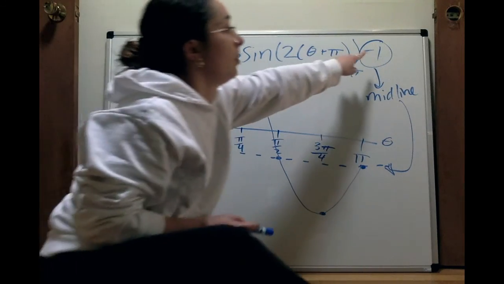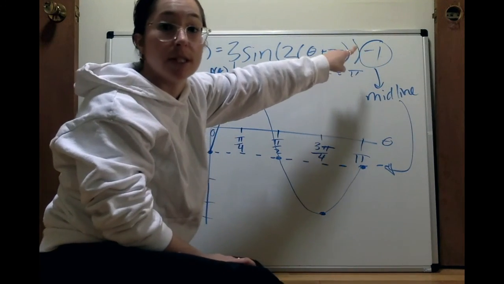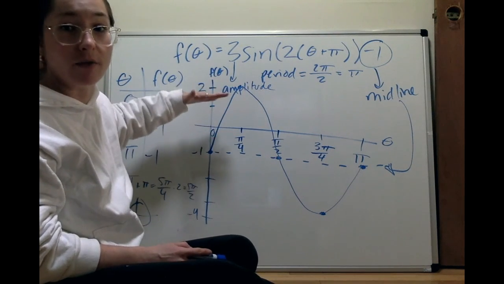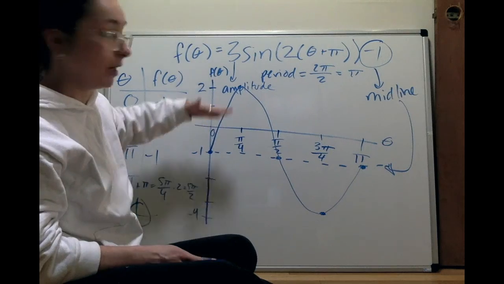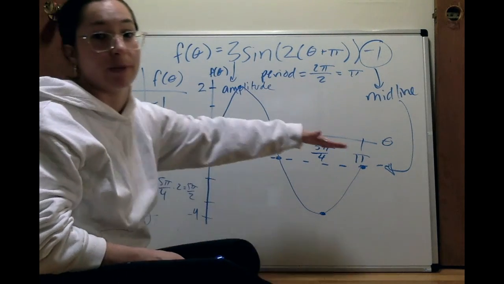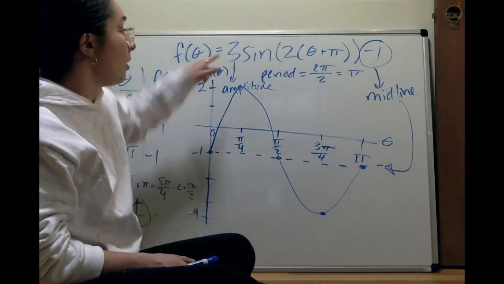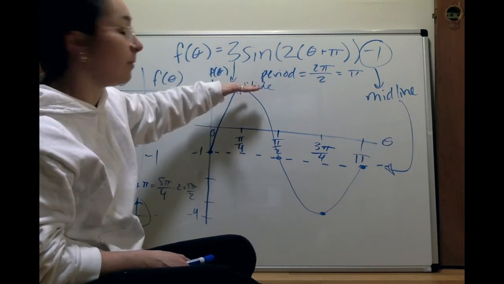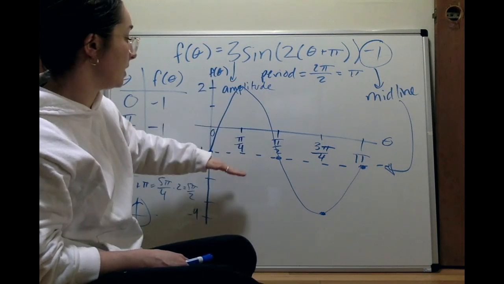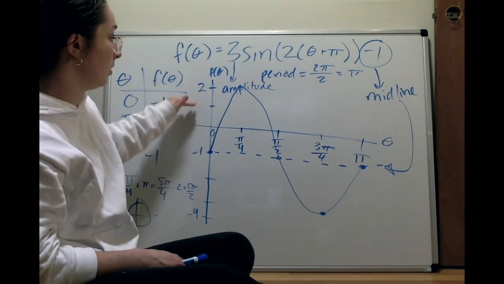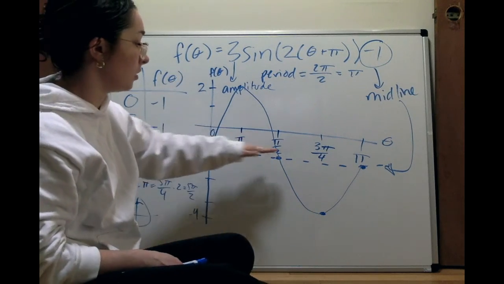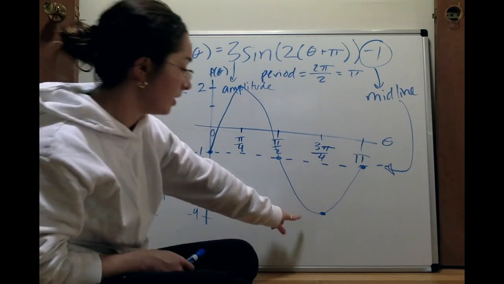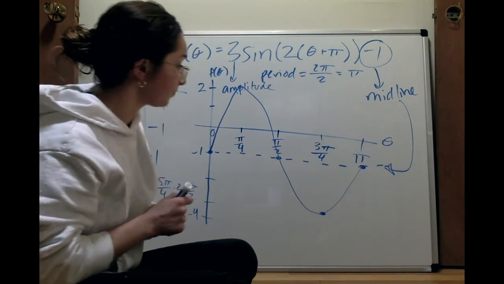I also know that my midline is going to be shifted down 1. Usually it's at 0, and now my midline is going to be shifted down 1. All of my y values, all of my f of theta values are going to be shifted down to -1. So that's going to be my middle point. I also know that my amplitude is 3, so that means my distance from my midline to the top of my mountain is going to be a distance of 3, so it's going to go from -1 to 2. And then it's going to go down from my midline to my low point, which is going to be down at -4.